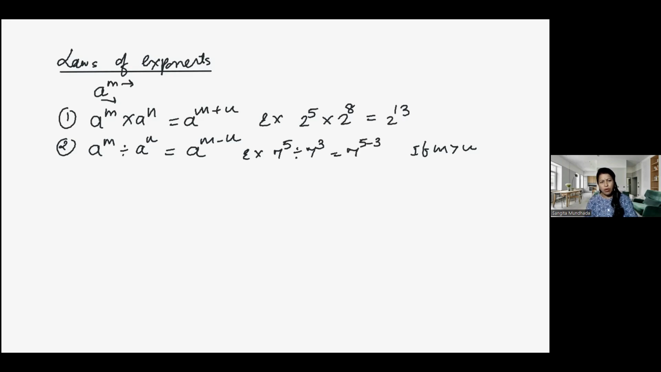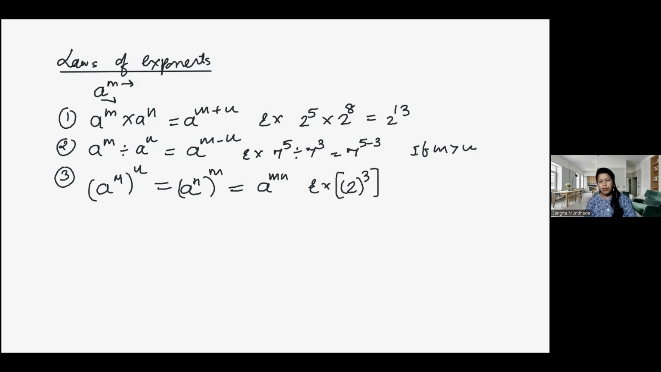7^(5-3). Law number 3: (a^m)^n. Obviously, a is a rational number and m and n are positive integers. (a^n)^m can be written this way, a^(mn). For example, (2^3)^(1/3), we can write 2^(3 into 1/3). The answer is 2.